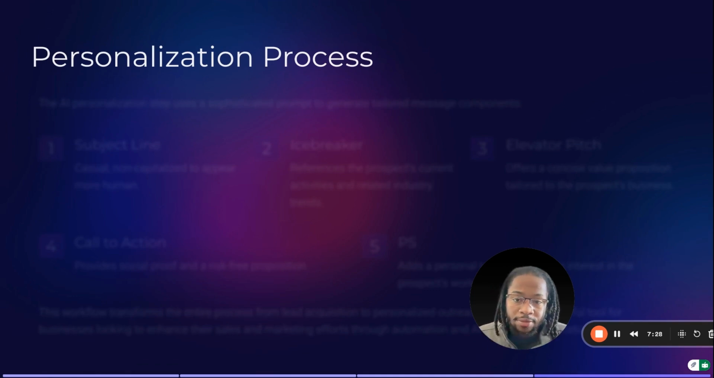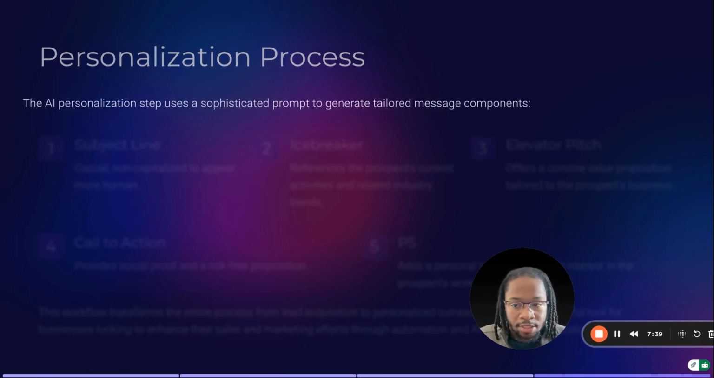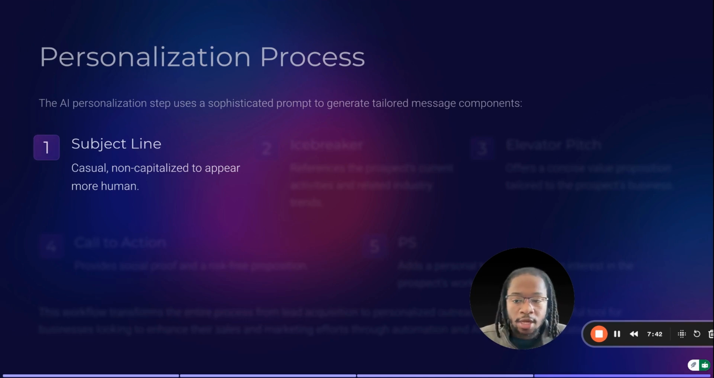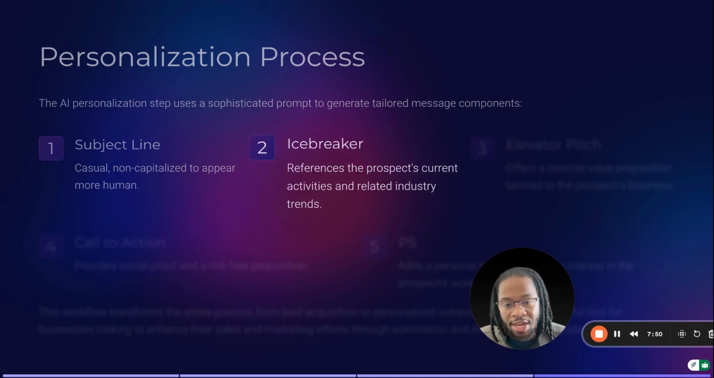So that personalization process, I definitely want to dive into a little bit more, because everyone says, hey, you can personalize messages using automation, but I want to go into exactly how this workflow is going to personalize these messages. One is going to be that subject line. It's going to be casual and non-capitalized, so it appears more human. And then we have that icebreaker. That icebreaker is going to reference the prospect or the lead's current activities related to their industry trends as well by looking at their LinkedIn profile.